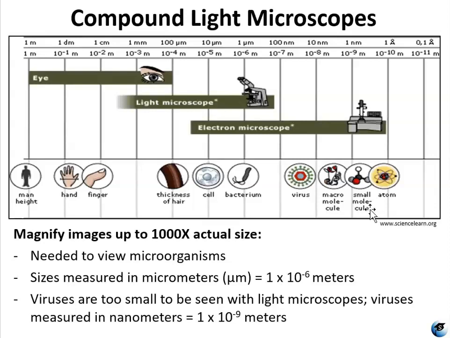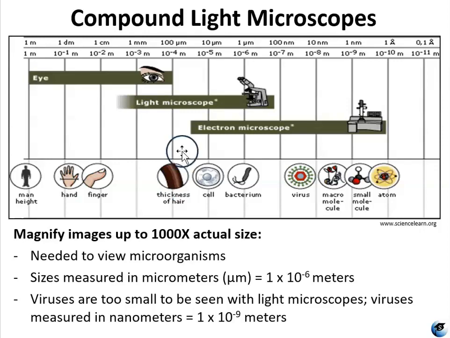Microscopes in general are needed to view microorganisms such as bacterial cells, which are so small that they're measured in micrometers. A micrometer is 1 × 10⁻⁶ meters. Here you have a nice figure demonstrating the limits of what you can see with the human eye versus a light microscope or an electron microscope. With the human eye, you can see a hand or finger, but the limit is about the thickness of a human hair. For things smaller than that, you're going to need some kind of microscope.